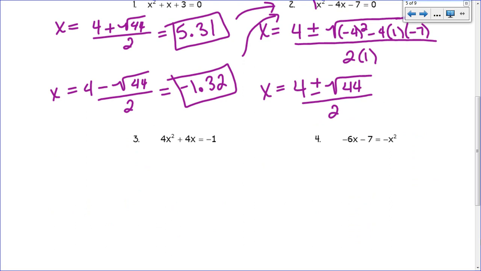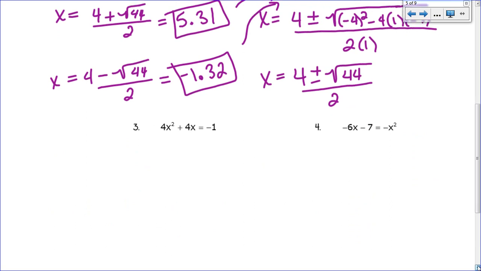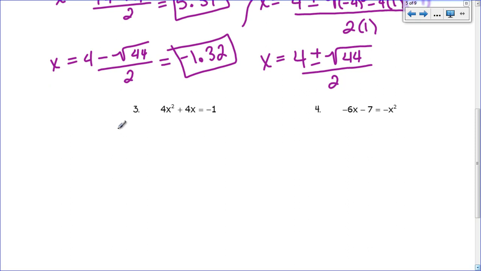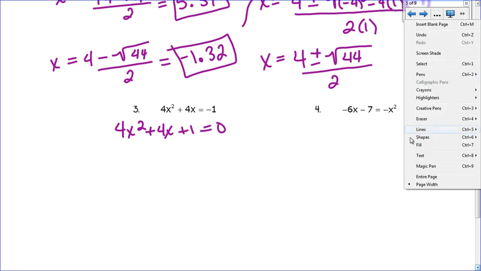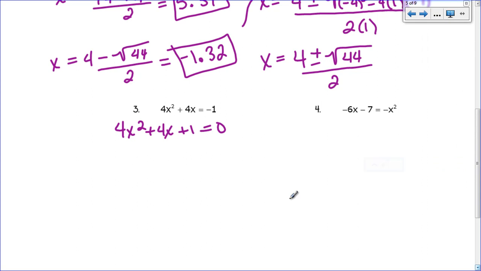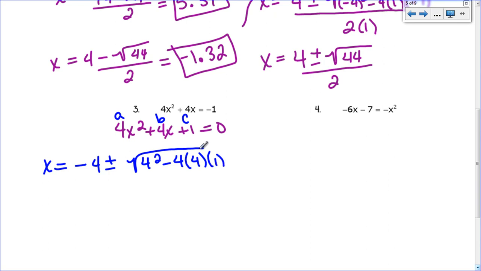You'll see that number 3 is not written in standard form, so the first thing we've got to do is make it equal 0. We're going to add 1 to both sides, so you end up with 4x squared plus 4x plus 1 equals 0. So we're going to go back to our formula. I have x equals, this is a, this is b, and this is c. Well, the opposite of b is negative 4, plus or minus the square root of 4 squared, because b is 4, minus 4 times a, which was 4, times c, which was 1, all over 2 times a.